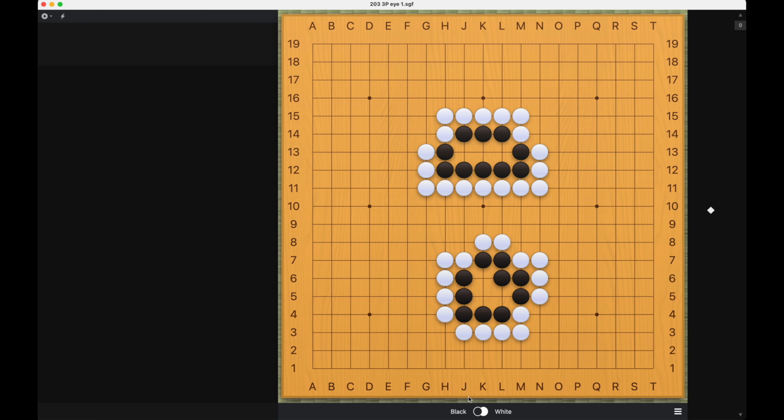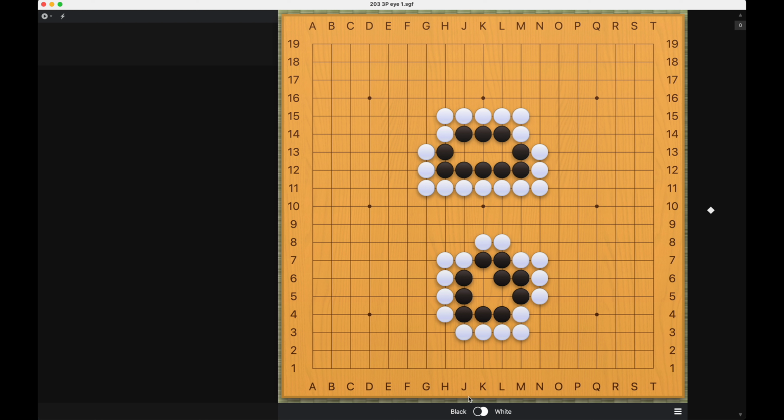In this lesson, let's talk about three space eyes. In the previous lessons, we talked about one space eyes, which are the most basic patterns for real eyes and fake eyes. In our last lesson, we talked about two space eyes, which are really case-by-case studies on how to reduce them to one space eyes, and then we can analyze whether they are real eyes or fake eyes.